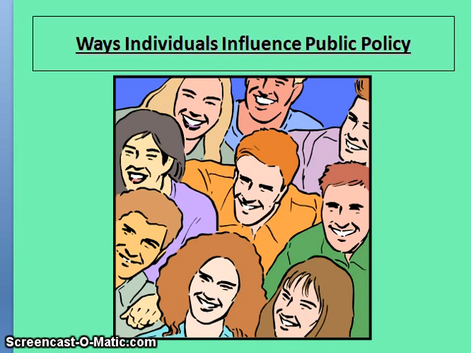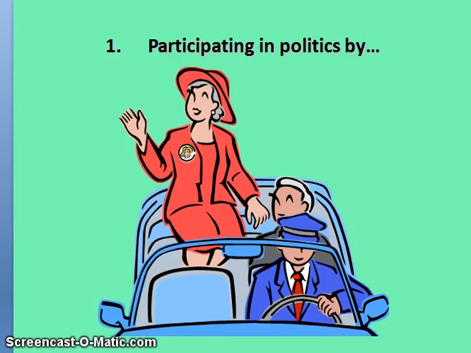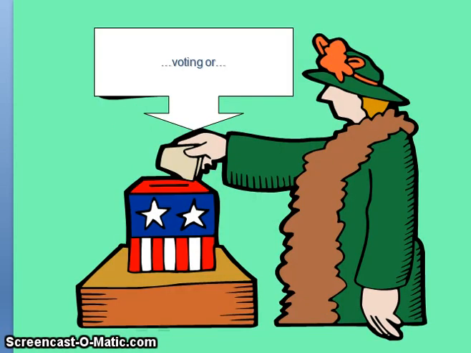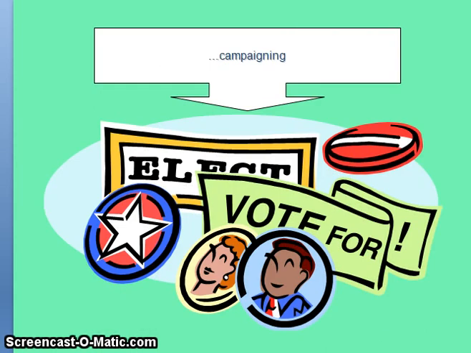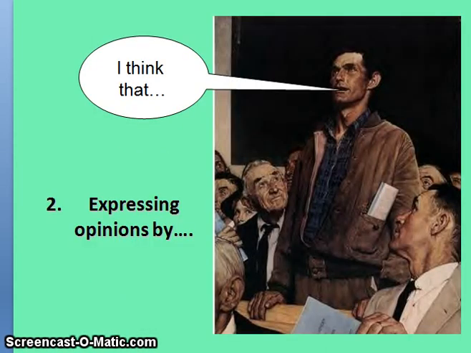Ways individuals influence public policy. So we've talked about groups, let's talk about individuals. We can participate in politics by voting or campaigning. So I can vote for a candidate or I can be a candidate myself.